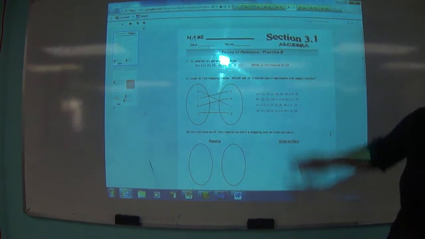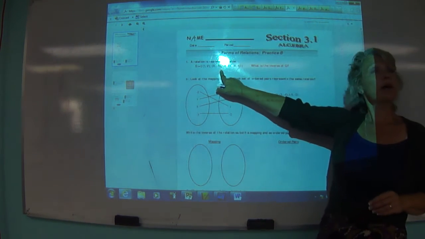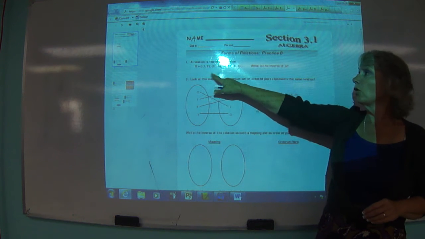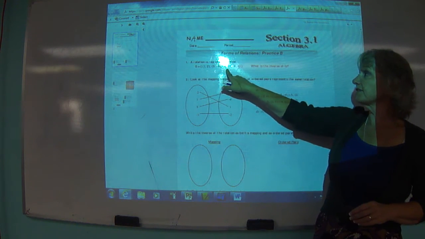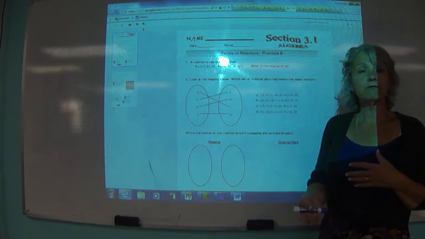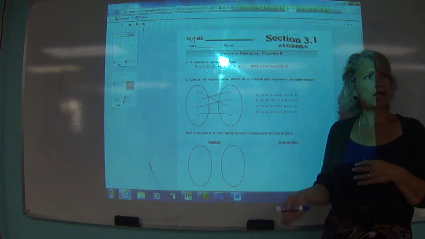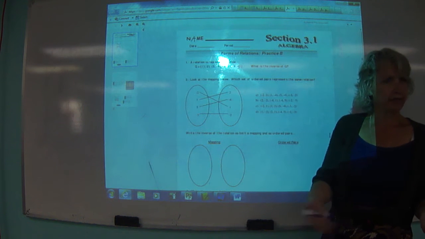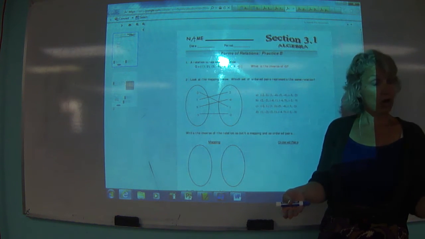Okay, forms of relations, practice B. They talk about a relation below: (1, 2), (3, negative 4), (7, 6), (8, 4). What is the inverse? We talked about inverse operations like multiplication undoes division, addition undoes subtraction.